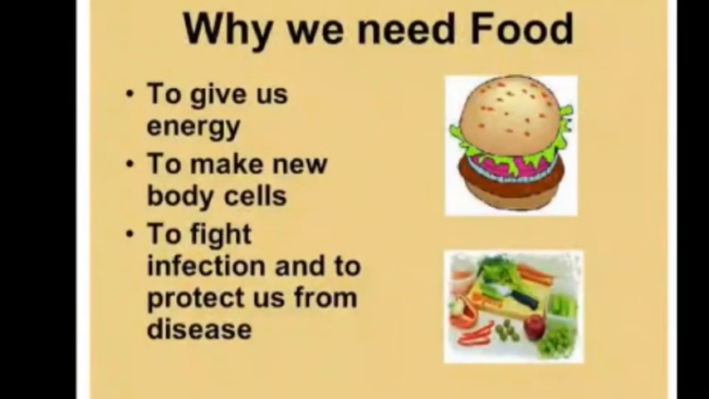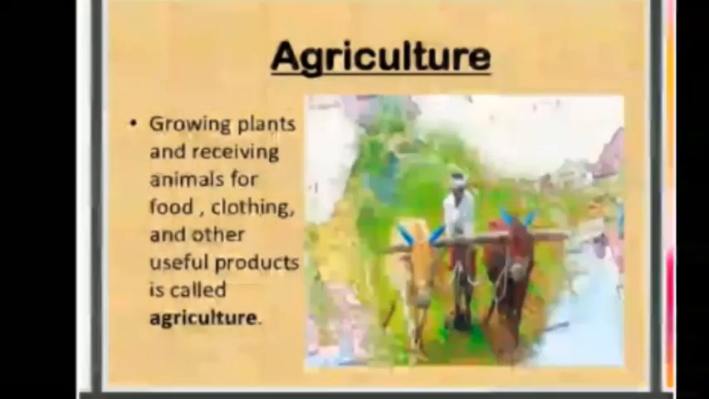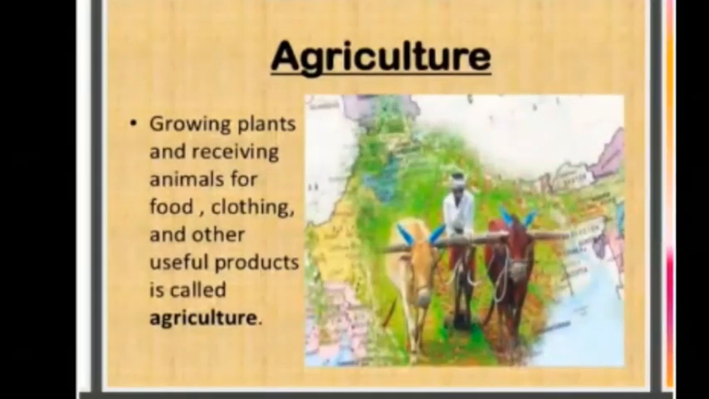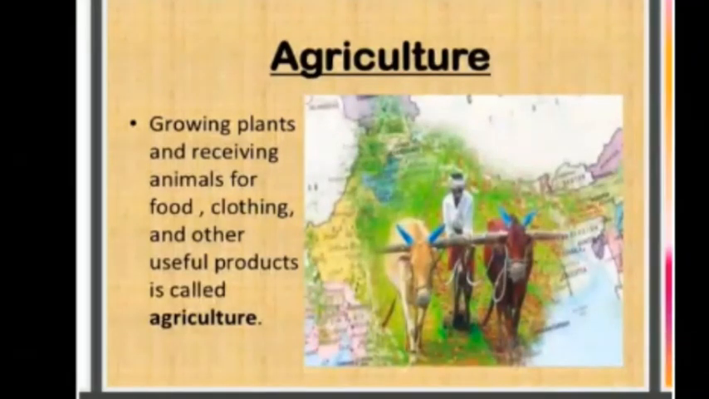So let's understand some basic terms which we use in agriculture. The first is agriculture. Usually when we think of agriculture, we think about growing plants. But it also involves nurturing animals, for food and the many products we get from animals and plants.